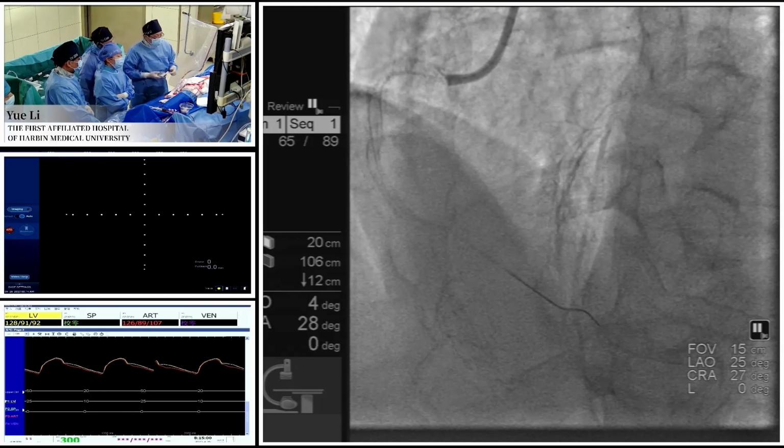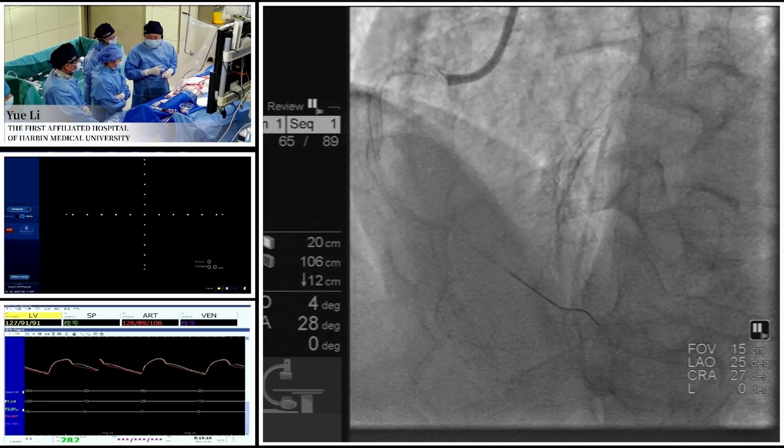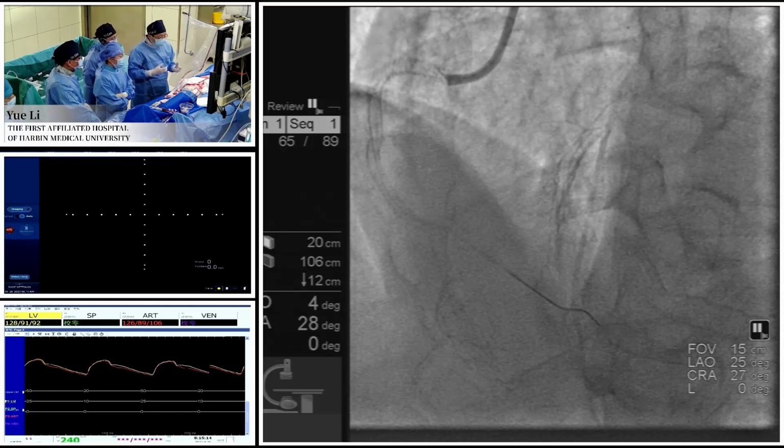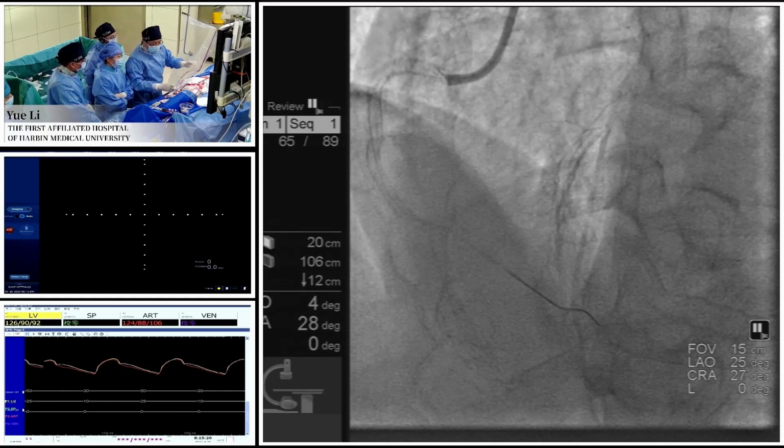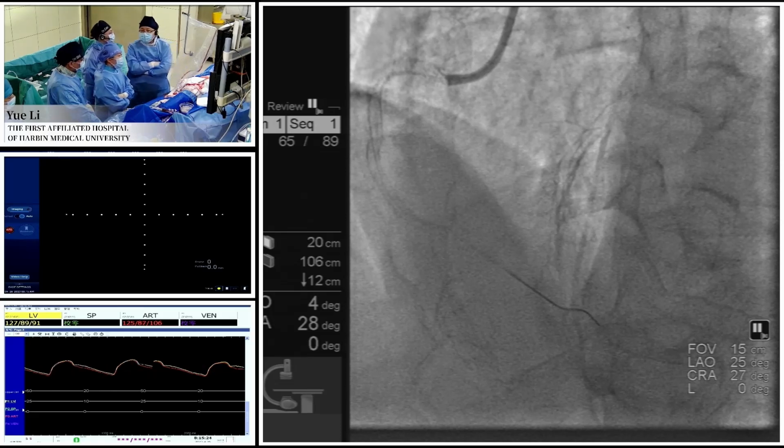the radial approach. For the left side, we prefer to choose the distal transradial approach, because the patient may be more comfortable, and the doctor also finds it very convenient. But for the right side, commonly just the radial approach. But for the radial approach, we need to use a seven French guiding system.